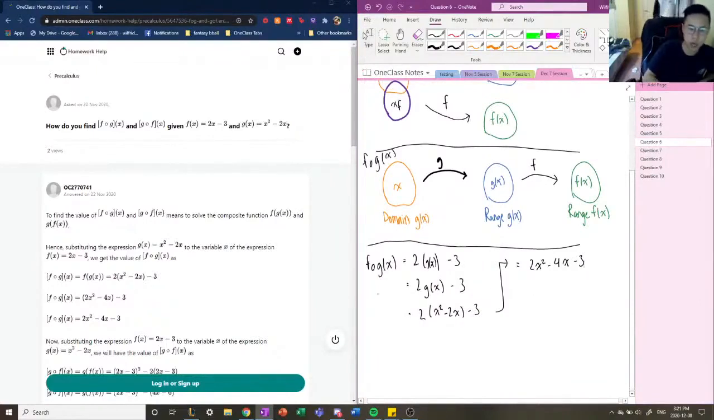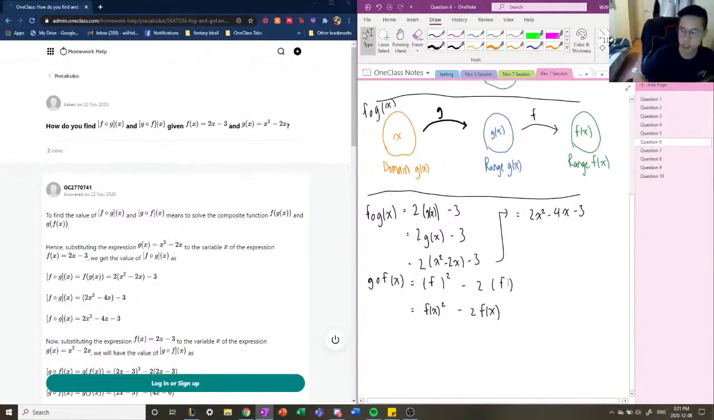Okay, so now f is the inside function, so we're going to sub it into our g of x. So g of f of x, what is that going to be? So we see here that we have a bracket here for this, x squared minus 2 times the bracket. And we're going to put our f's in here, okay? And if we put our f's in here, we get f of x squared minus 2 times f of x. So we see here that g of f of x is basically f of x squared minus 2 times f of x, okay?